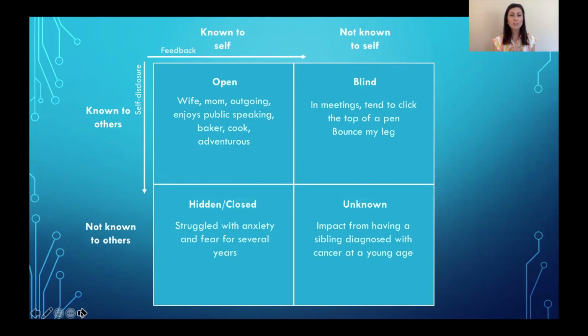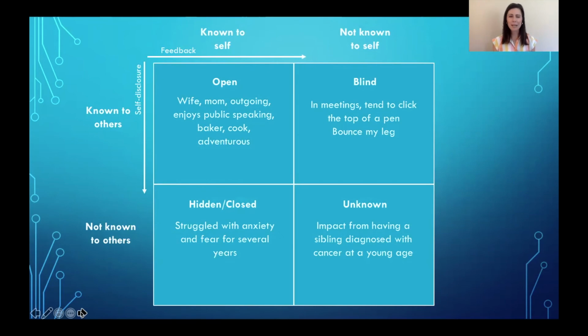So the thing that is known to myself and known to others is that I'm a wife, I'm a mom, I'm outgoing, I enjoy public speaking, I'm a cook and a baker, and I'm adventurous. So those are things that even if I was just getting to know you, I would feel very comfortable and it's easy for me to share.